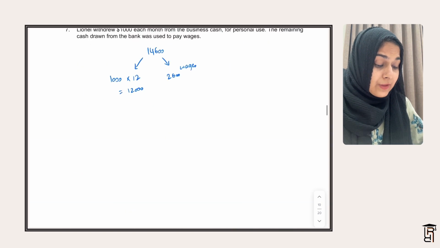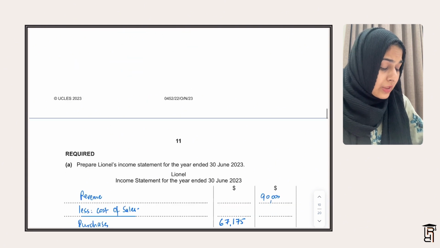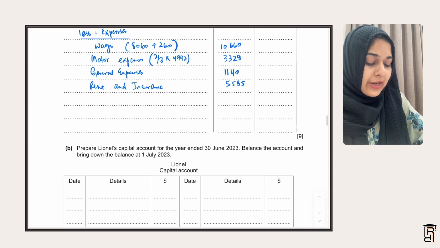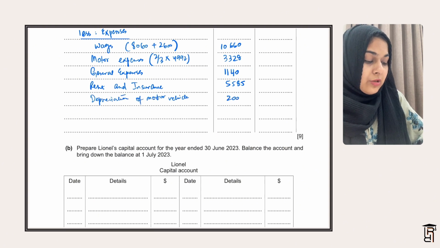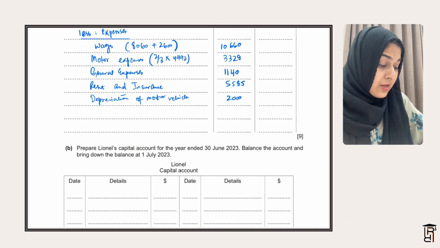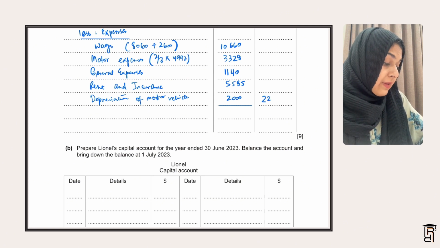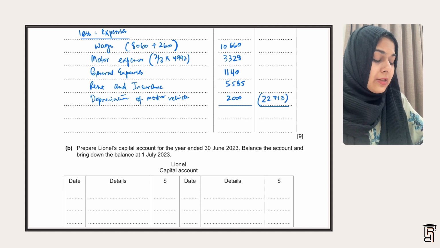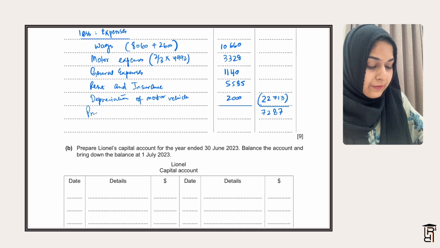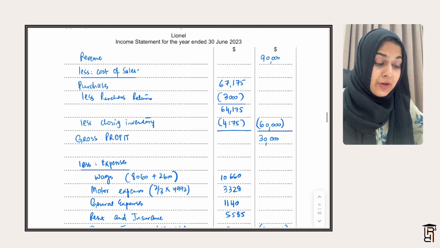Then we have depreciation, which we had calculated. Depreciation was 2,000, 8,000 multiplied by 25%. So I write here depreciation of motor vehicle, and that is 2,000. Now you add all of these and find the total expenses, which will be 22,713. You subtract that from 30,000 and you get a profit for the year of 7,287. I write here profit for the year. This is for 9 marks. This is my income statement.